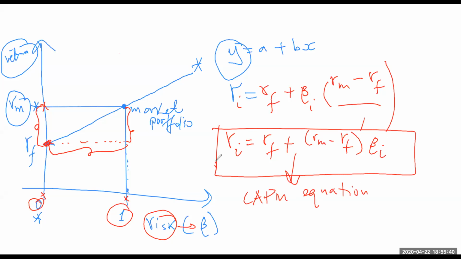The return that an investor in equity share i requires is equal to the risk-free rate plus the return of the market portfolio minus the risk-free rate, multiplied by the beta coefficient of that particular stock. And that's how you get the capital asset pricing model equation.